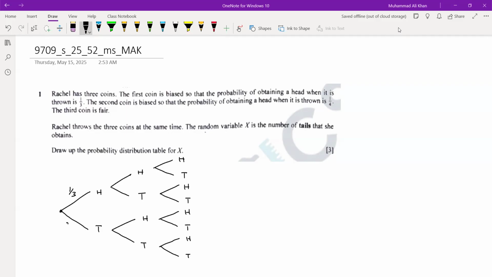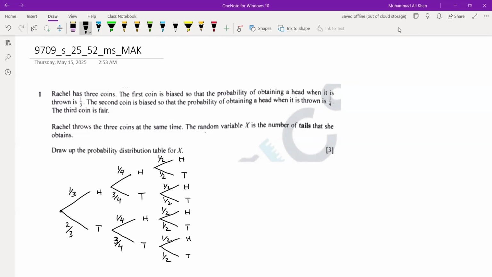So the probability of tail is 2/3. For the second coin, probability of head is 1/4, so tail is 3/4. And the last coin is half, half on each branch.